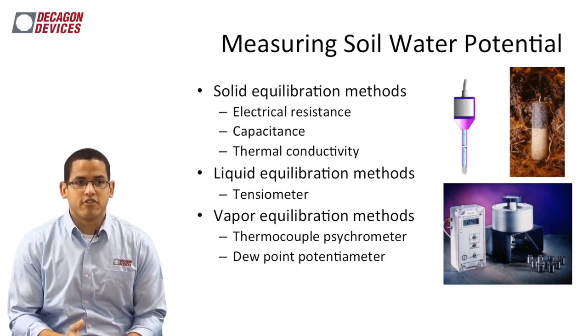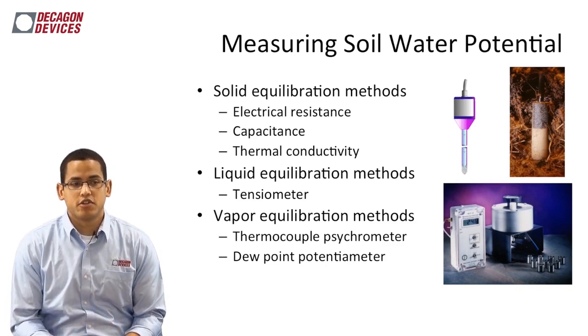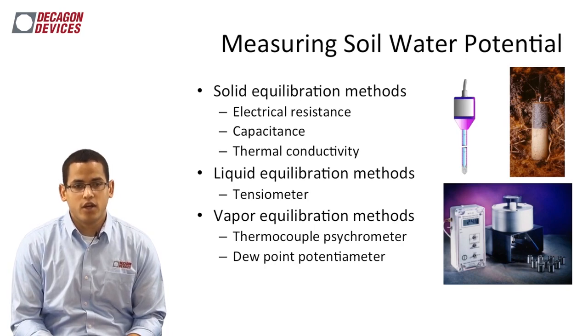And then last, we have the vapor equilibration methods. And within the vapor equilibration methods, we have, for example, a thermocouple psychrometer or a dew point potentiometer. And with both of these instruments, essentially what we're doing is measuring the relative humidity and using that measure of relative humidity to determine water potential.